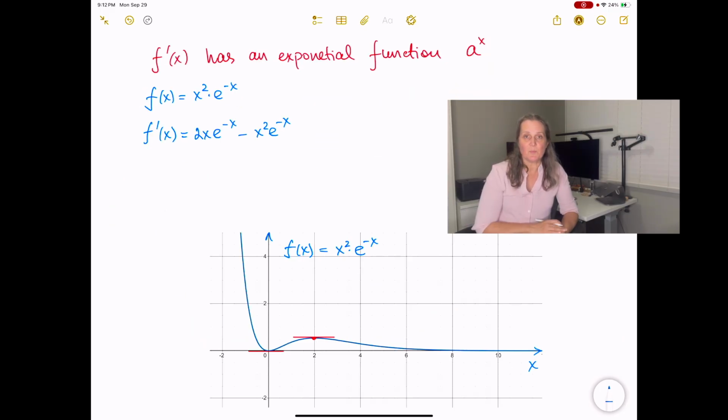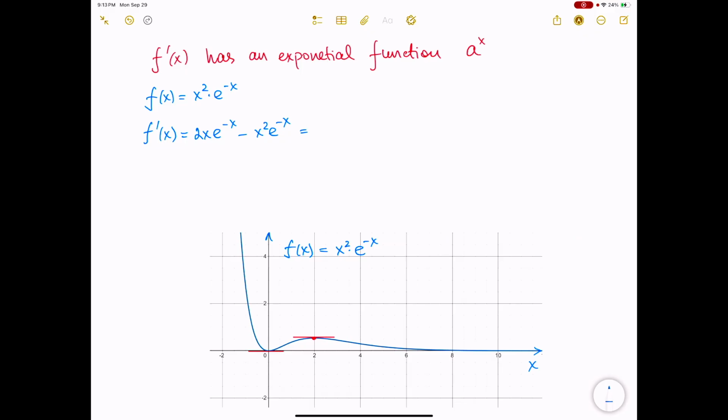Now let's consider an example where the derivative of a function will have an exponential function present. For example, x squared times e to the minus x. By using differentiation rules such as the derivative of a power function, the derivative of an exponential function, the product rule, and the chain rule, we can show that the derivative of this function is equal to 2x times e to the minus x minus x squared times e to the minus x. Because e to the minus x is a factor for both terms, we can factor it out. We can also write e to the minus x as 1 divided by e to the x.